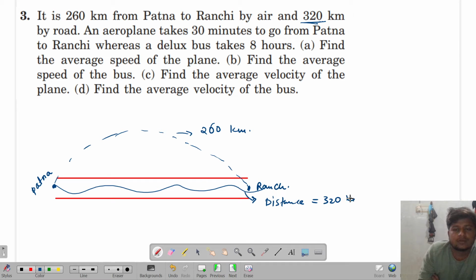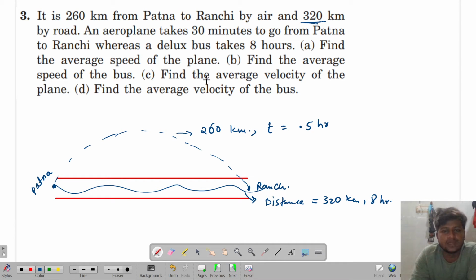320 kilometer. Okay. Now it is asking the aeroplane takes 30 minutes. 30 minutes to convert into hours, it will be better. So aeroplane in this path along the 260 kilometer, how much is the time taken? Time taken is just 0.5 hours. Right or not? And whereas the particular bus takes how much hours? 8 hours it is going to take.